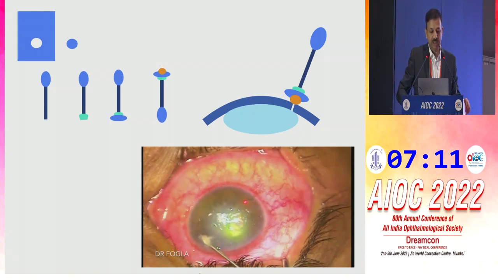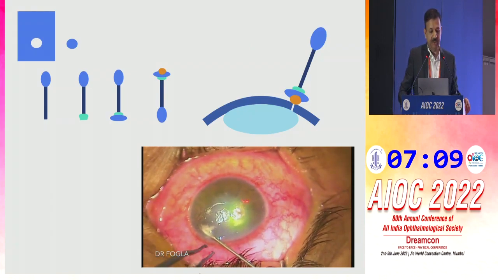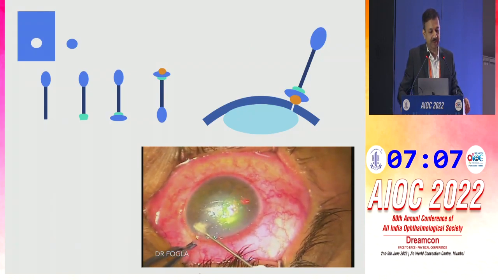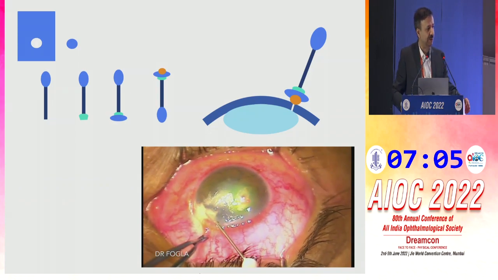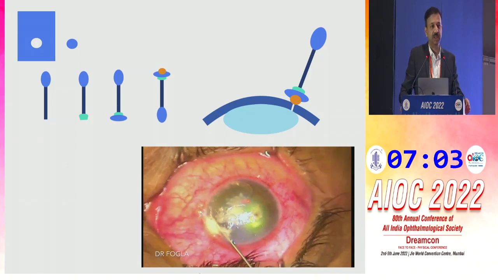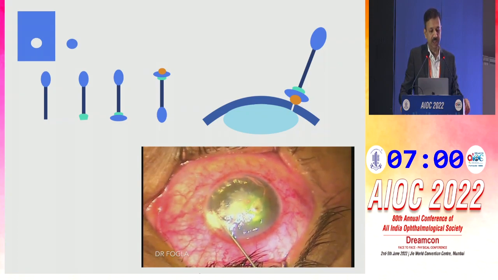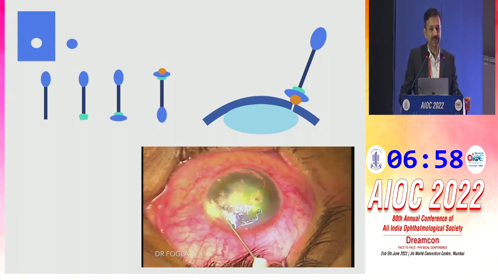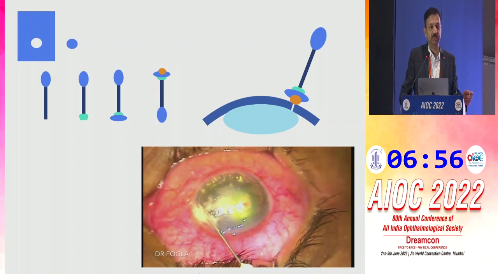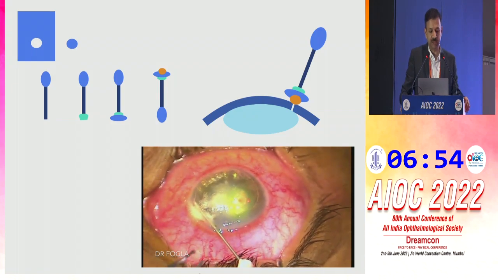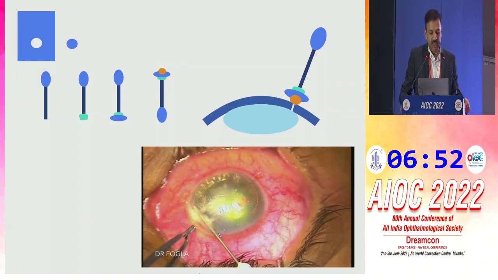in size. The way you apply it is basically you take a plastic drape and punch out a 2 or 3 millimeter disc. You can cut a cotton bud and use one end, apply some ointment, then attach the small plastic disc to it, and then put a drop of cyanoacrylate glue on top of it.